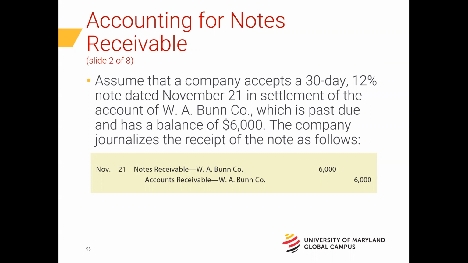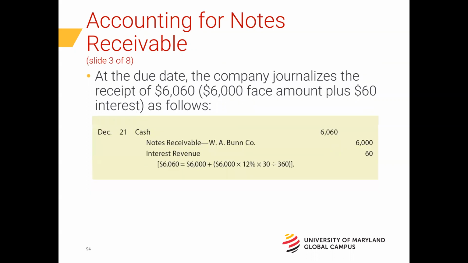In this example, we have a promissory note accompanying this note receivable. The customer promised to pay us within 30 days, and attached an interest rate of 12% based off of their outstanding balance. So the customer 30 days later decides to actually pay us. We debit cash 6,060. Why 6,060? Because of that 12% interest over 30 days.